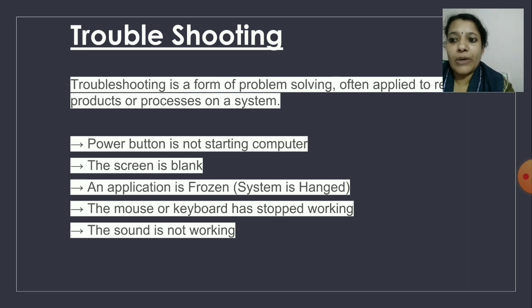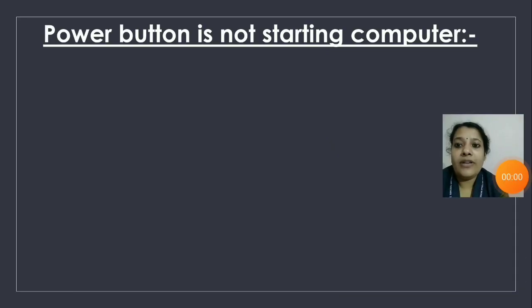First one, the power button is not starting the computer. Second one, the screen is blank. Third one, an application is frozen, that is, hanged. Fourth one, the mouse or keyboard has stopped working. And the last one, sound is not working. First, we will discuss the first problem, that is, the power button is not starting the computer.